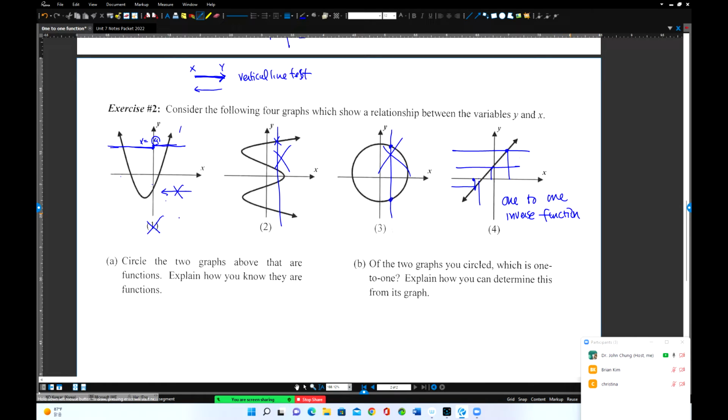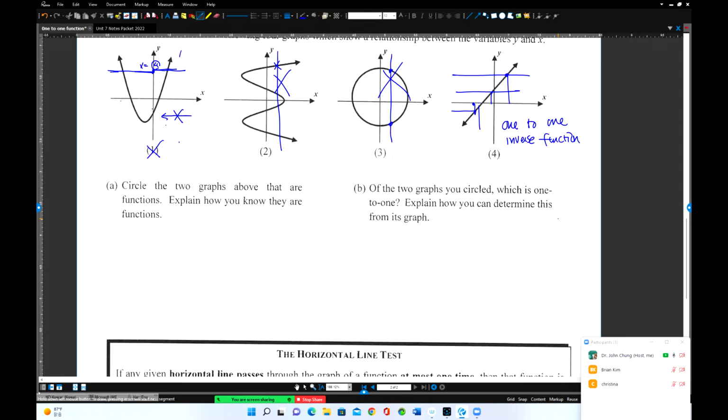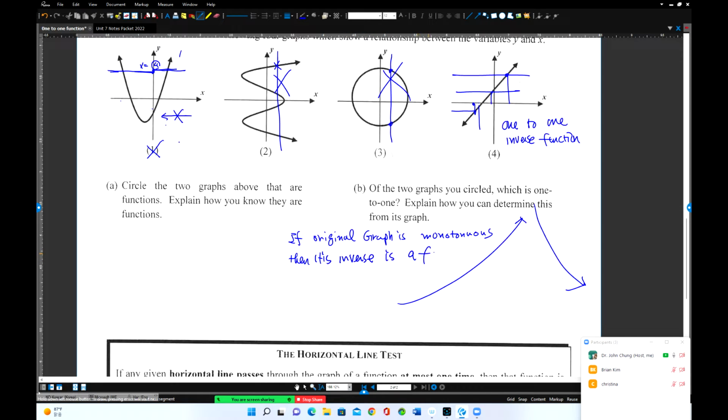So how can you check it out? Always check whether the original graph is monotonous. Monotonous means all the way increasing or all the way decreasing, one of these. If the graph looks like this one, its inverse is always a function, okay? Then its inverse is a function.